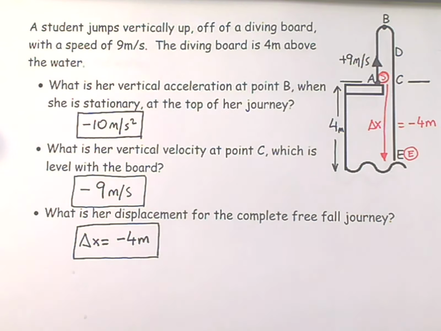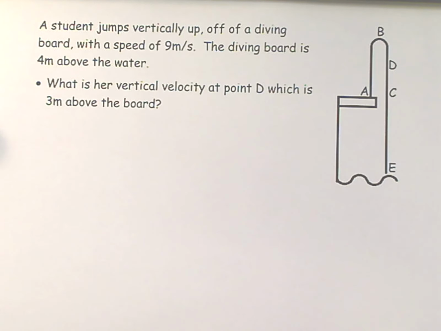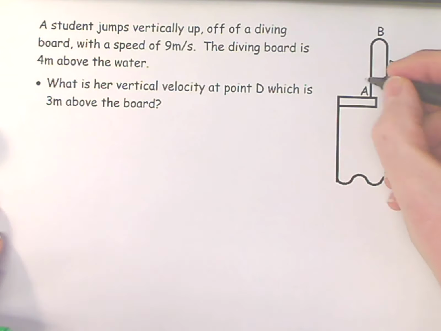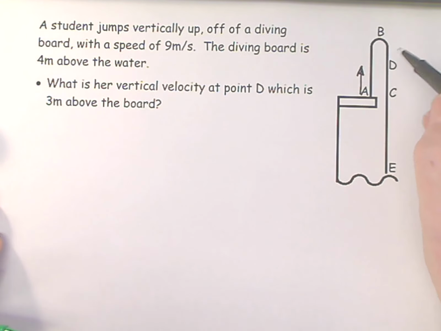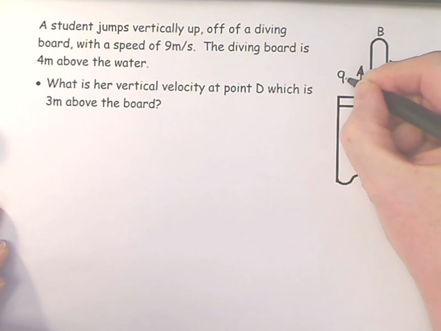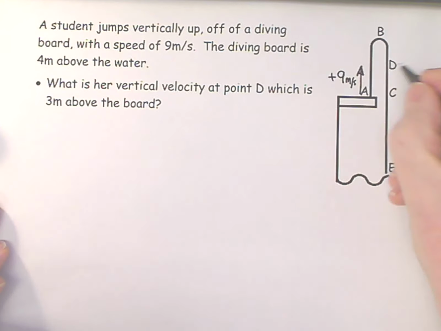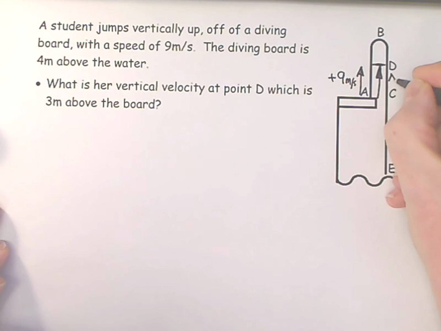So three questions answered really by conceptual information rather than mathematical information, rather than equations. Let's look at a continuation of this. A student jumps vertically upwards off a diving board with a speed of 9 meters per second. The diving board is 4 meters above the water. And it says, what is her vertical velocity at point D, which is 3 meters above the board? So that's 9 meters per second, that's a positive. And then we have this point here, and that is going to be my displacement.